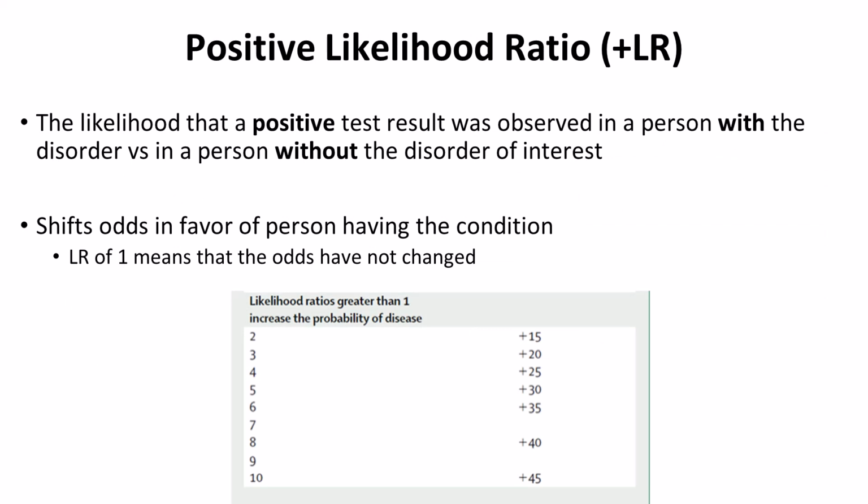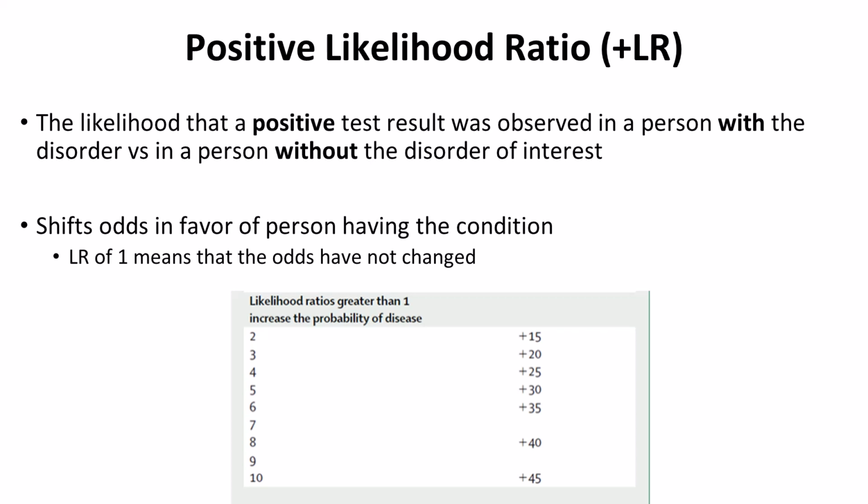Another way to look at it is to consider positive likelihood ratios and negative likelihood ratios. Again, these are calculated differently. A positive likelihood ratio is the likelihood, or the odds, of having a positive test result in a person having the disorder, compared to a person that did not have the disorder of interest but had a positive test. Again, all derived from sensitivity and specificity of the test, but it really just shifts your odds in favor of having the condition.